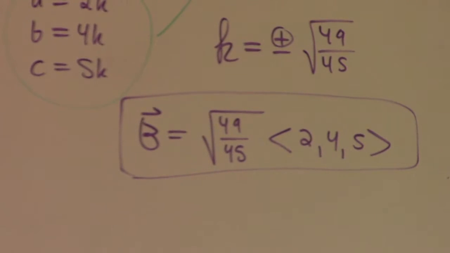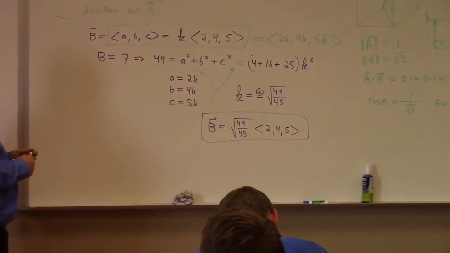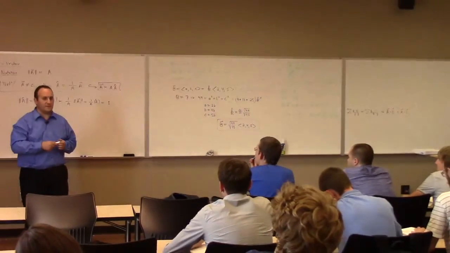45 is reducible to 9 times 5. It's not simplified. All right, fine, whatever. I'm going to ignore you. Now, this is the wrong way to solve this problem, because geometrically, there's a much easier way.